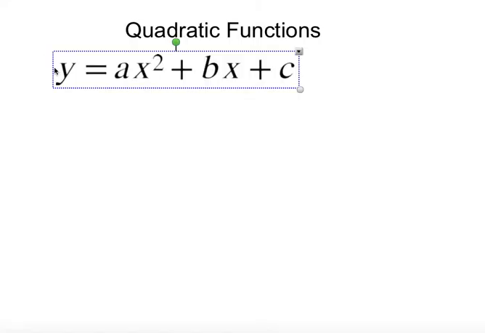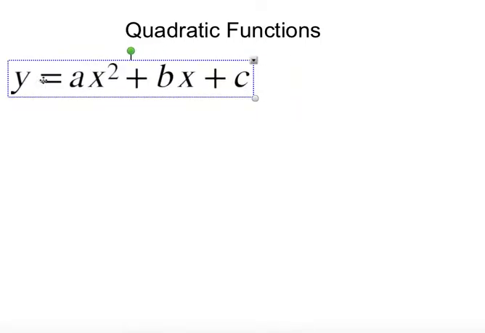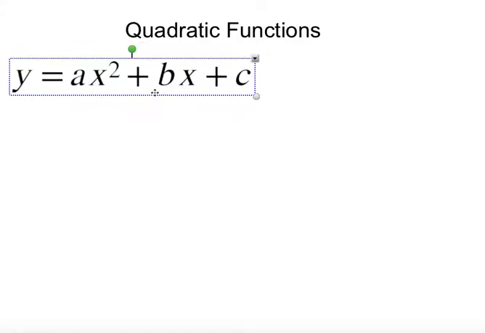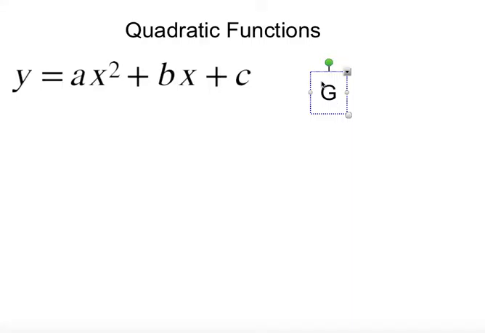The general formula for quadratic functions is y equals ax squared plus bx plus c. You need to memorize this. Don't like to memorize stuff? No problem. You can write it in your inspiration cheat sheet. Write it down as a general formula for a quadratic function. That's a general formula, g.f.